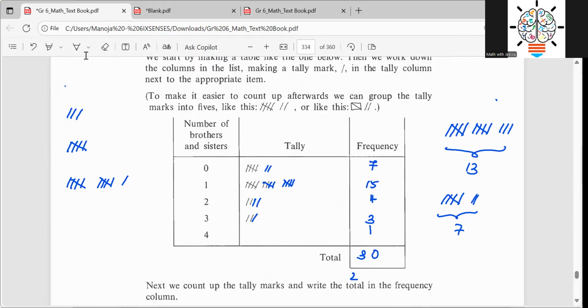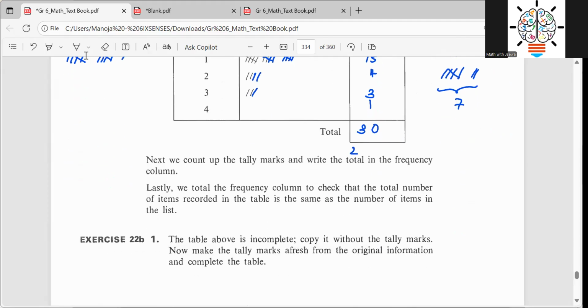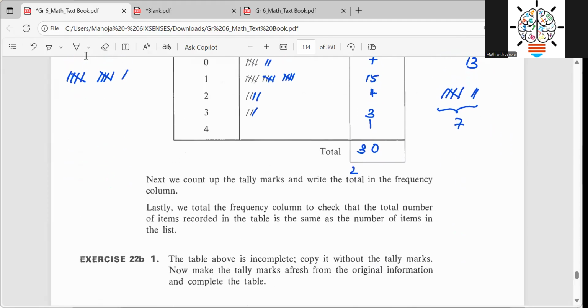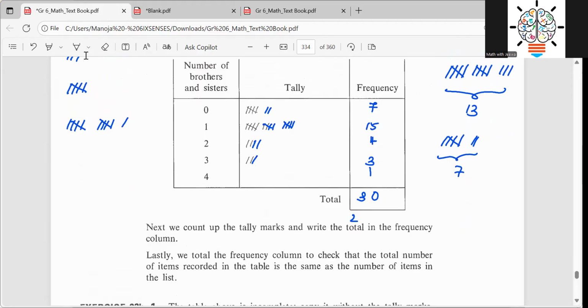Okay, so I hope you are copying down. I'll continue the video. You can pause the video and copy down. So that's it. Next we count up the tally marks and write the total in the frequency column. And lastly, we total the frequency column to check the total number of items recorded in the table is the same as the number of items you collected. After the frequency table, you want to write down that the 30 is exactly equal to the 30 forms we distributed, that there were 30 students or 30 pupils in the class. So you have to write this down.